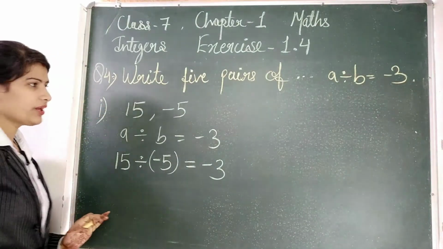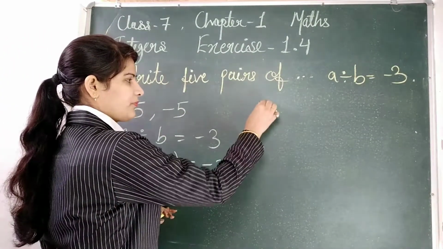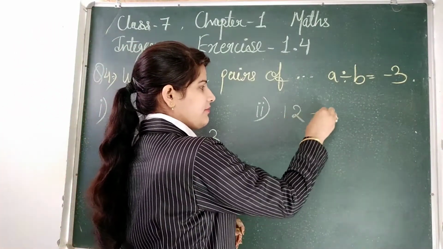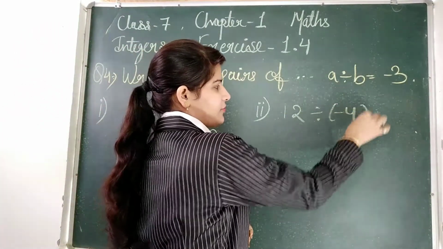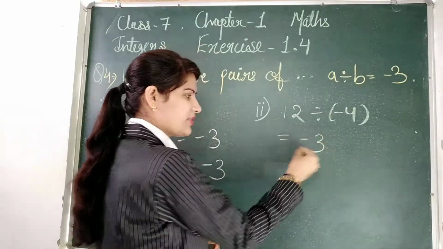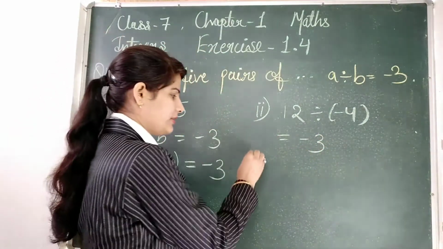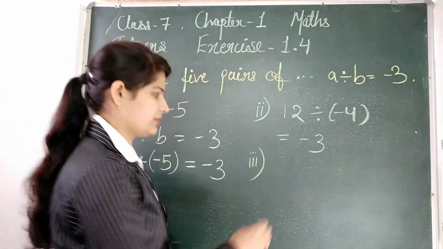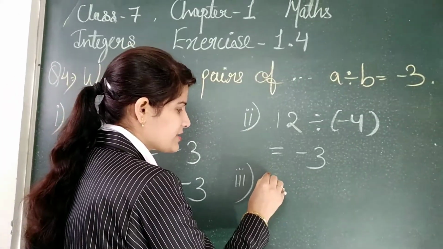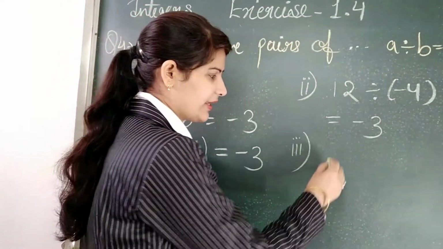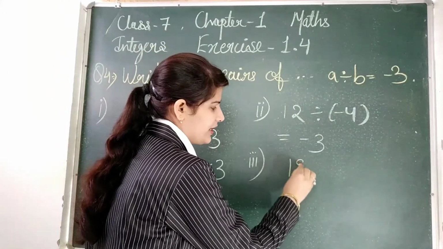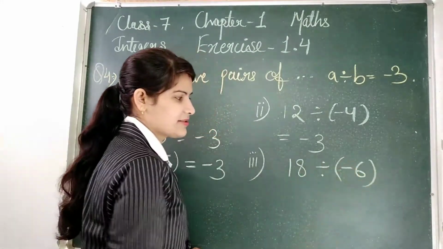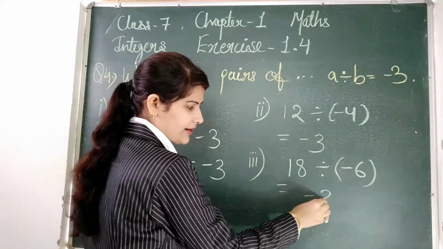Now also you can write 12 divided by -4. What will you get? Again -3. Okay, simple. You can take any pair, not necessarily this pair. One more example I am taking here is 18 divided by -6. Again you will get -3.